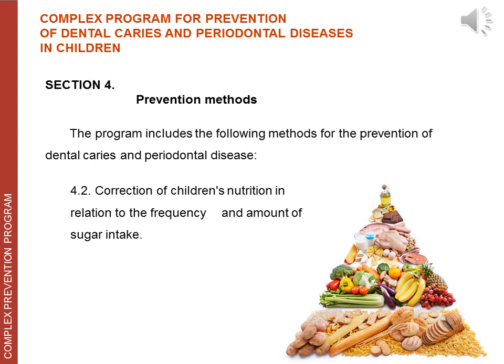2. Correction of children's nutrition in relation to the frequency and amount of sugar intake. Healthy eating provides protection against malnutrition in all its forms, as well as non-communicable diseases, including diabetes, heart diseases, stroke, and cancer. Unhealthy diet and physical inactivity are major health risks around the world. Healthy eating habits are shaped early in life.